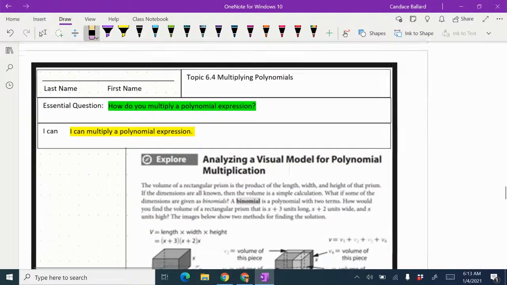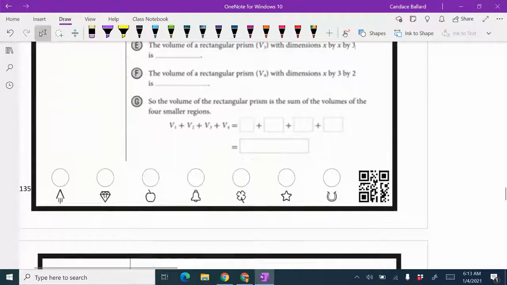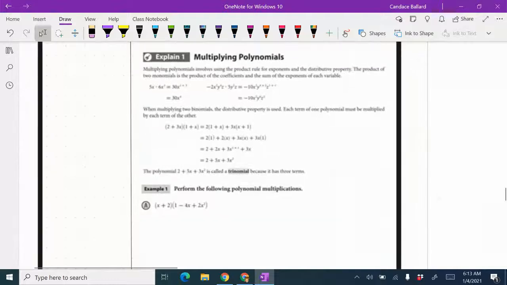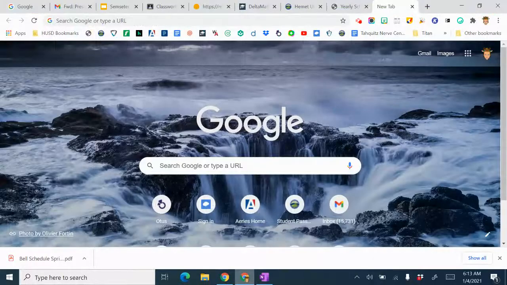In this video, we're going to talk about topic 6.4, which is multiplying polynomials. Our essential question is, how do you multiply a polynomial expression? And our I can statement is, I can multiply a polynomial expression. As always, you can pause as you're going through the videos. We're going to skip all the way to explain 1 and talk about multiplying polynomials in this video.